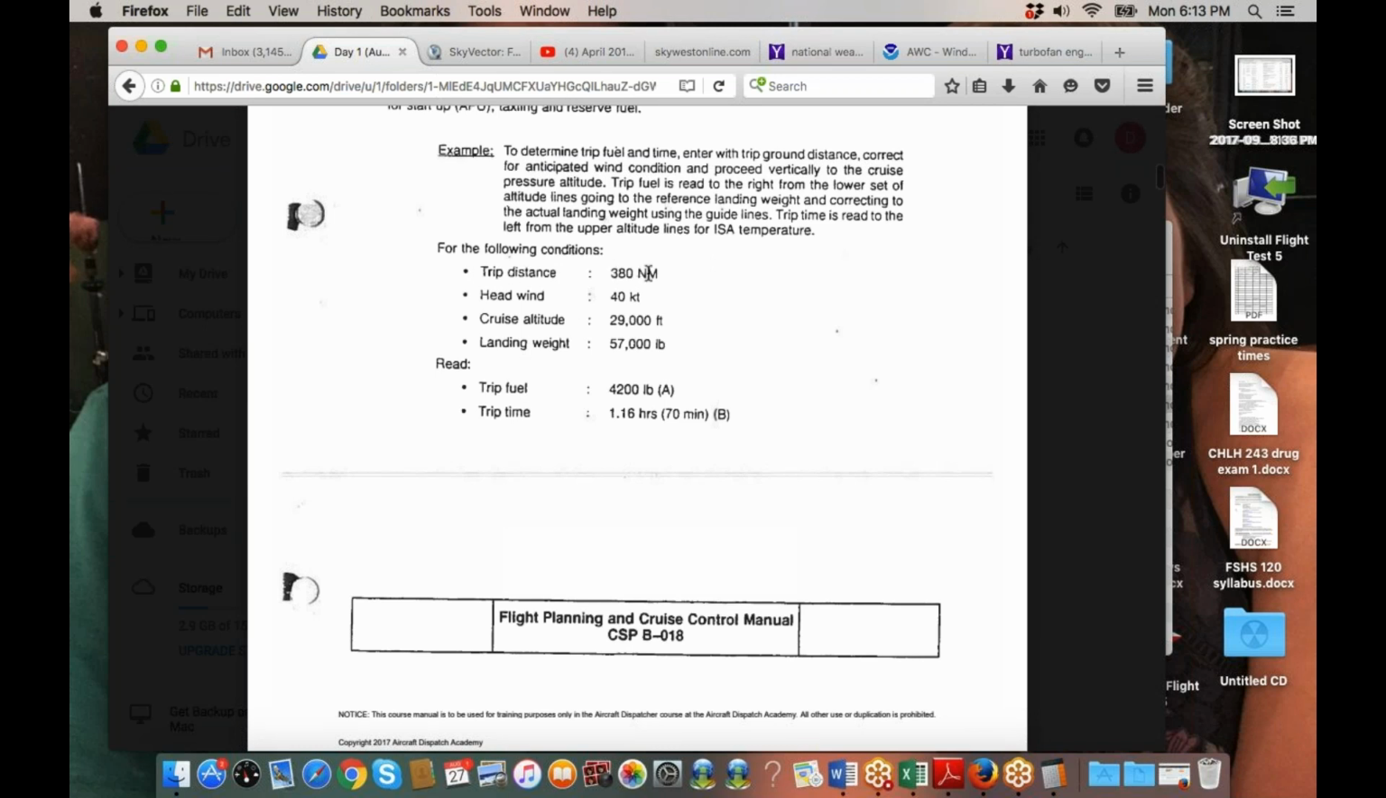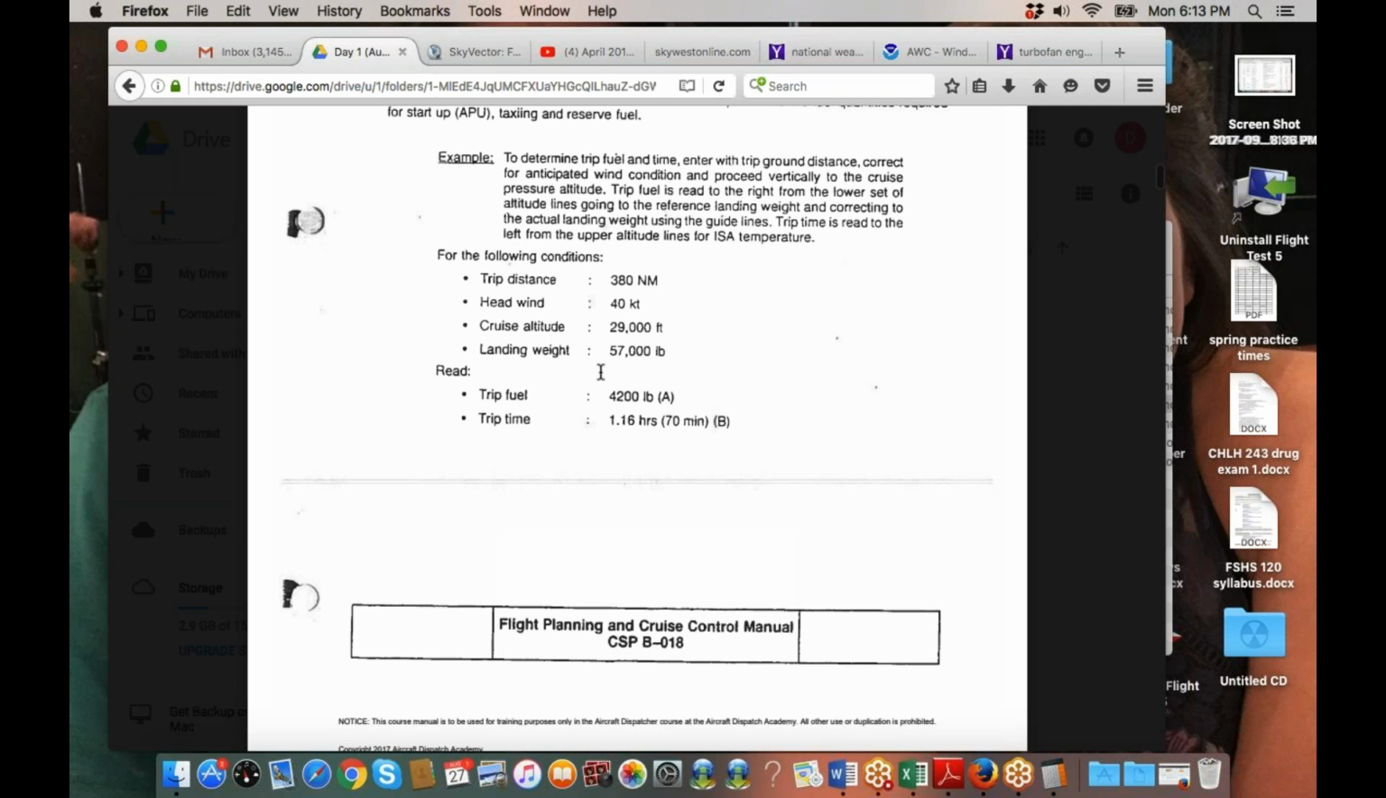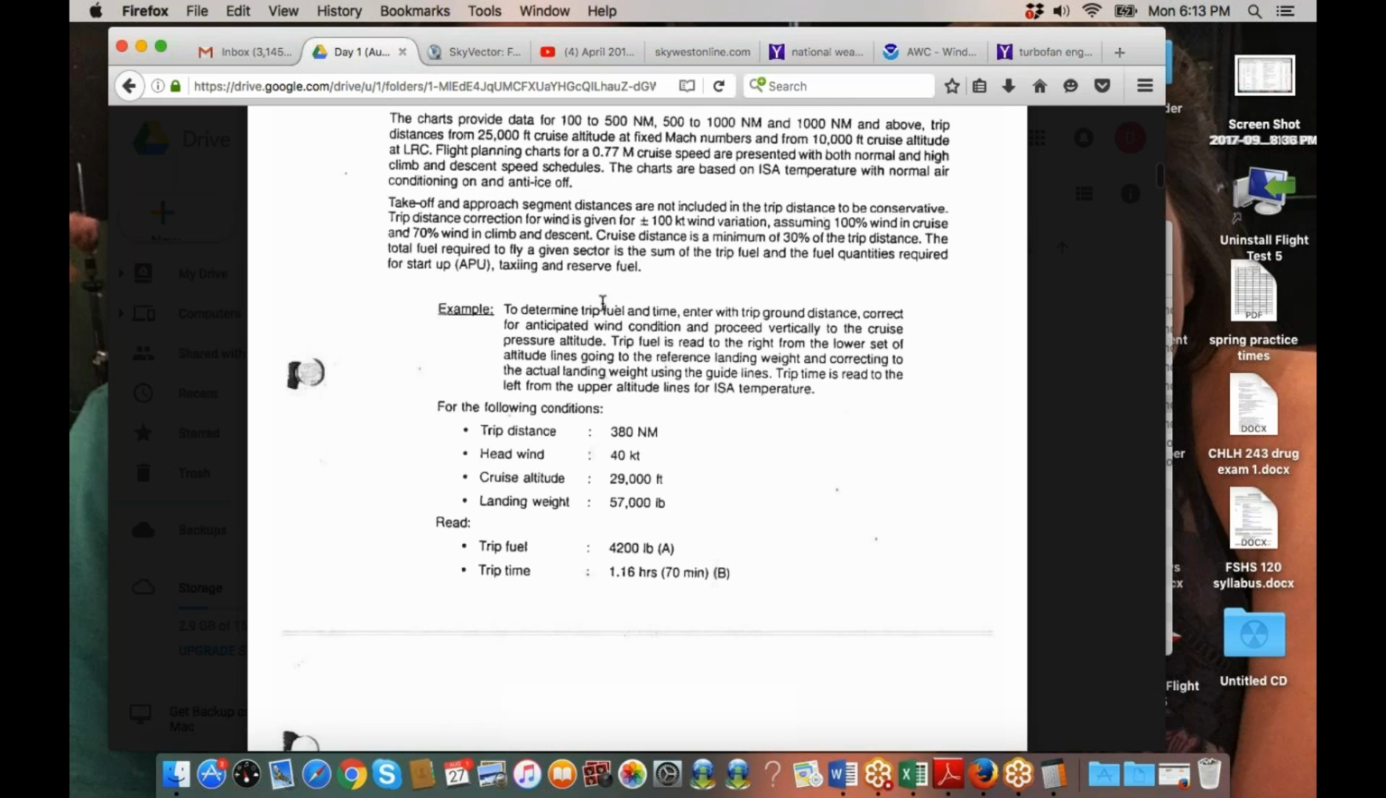So for trip distance, we're going to be at 380 nautical miles. We're going to have a 40 knot headwind, a cruise altitude of 29,000, and a landing weight of 57,000. So determine trip fuel and time.